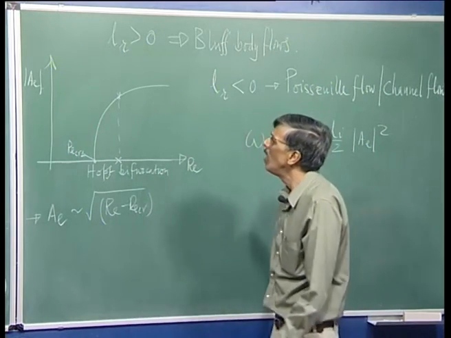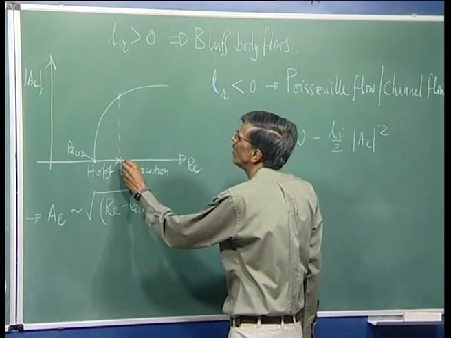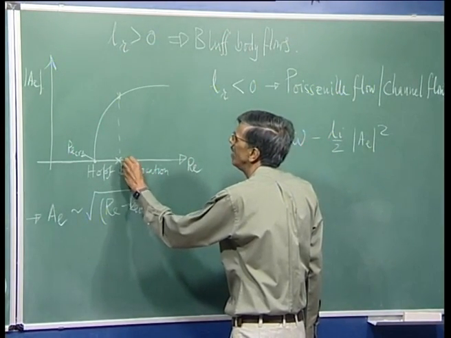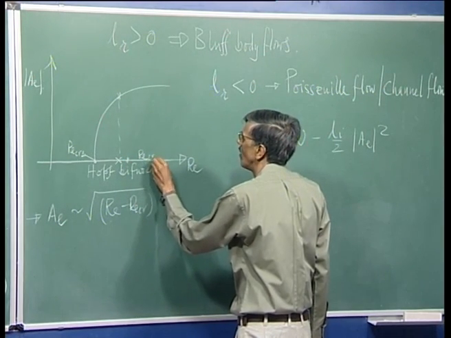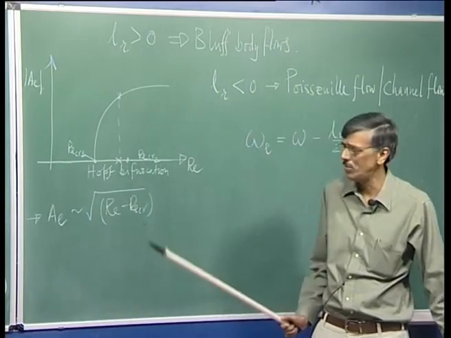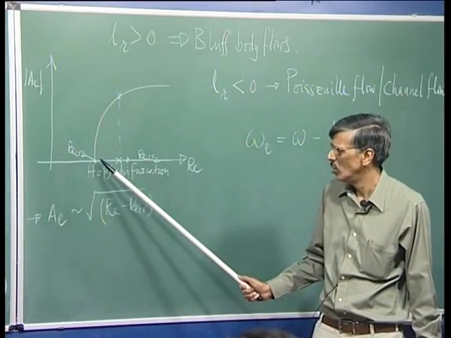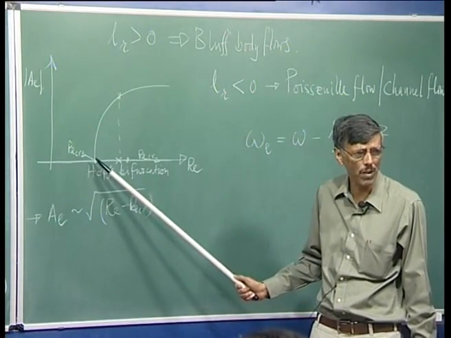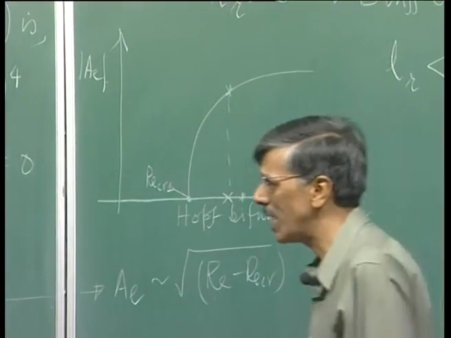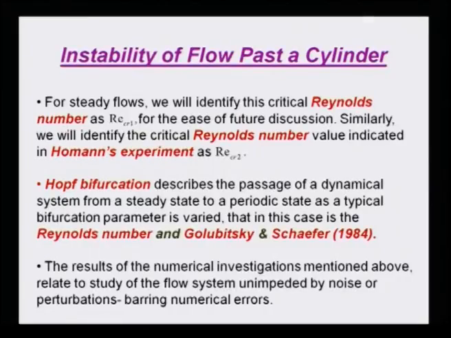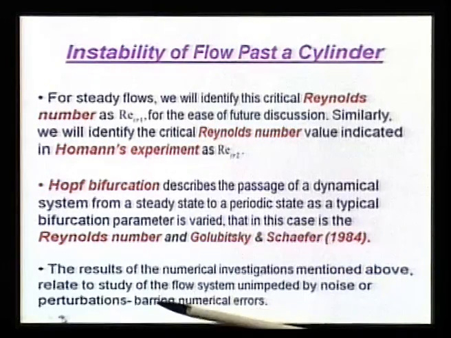Instead, Mohmann's experiment identified a critical Reynolds number somewhere here, which is far in excess of this. So, if this is about between 45 and 46, this is about 65 or so. So, that is what we are talking about as Re critical 2.